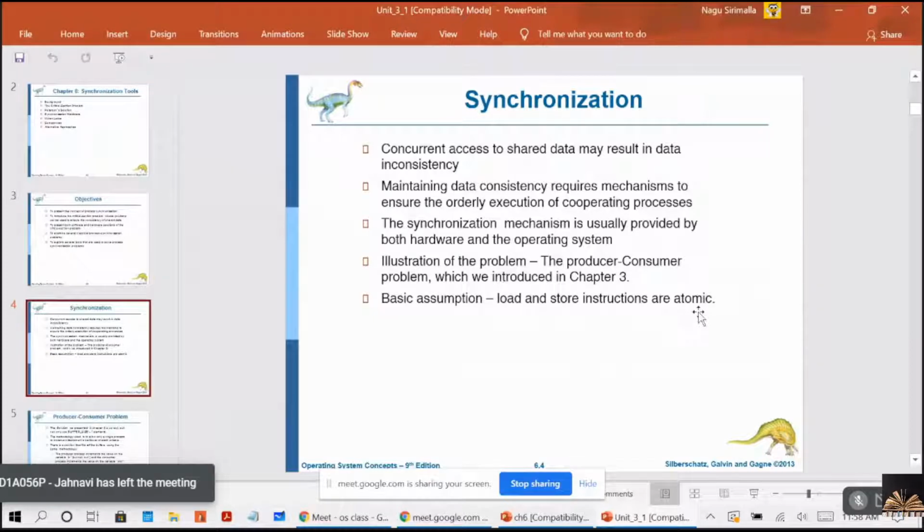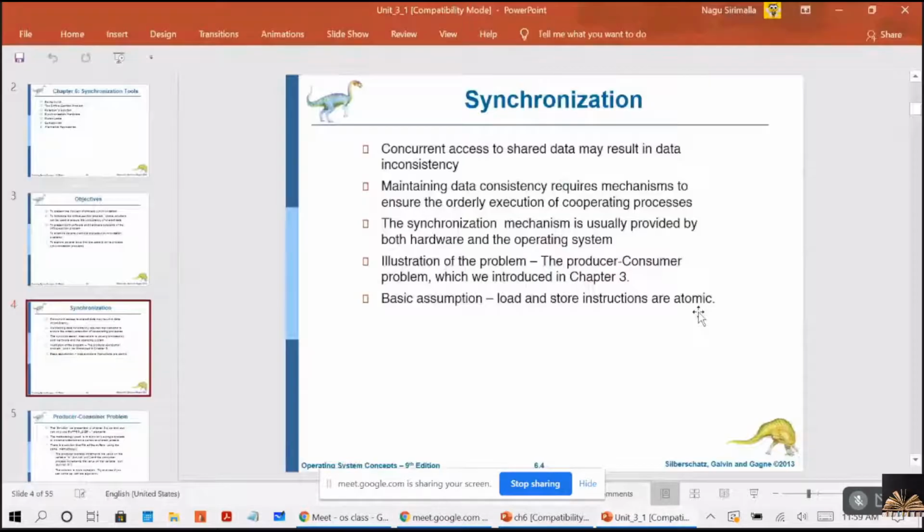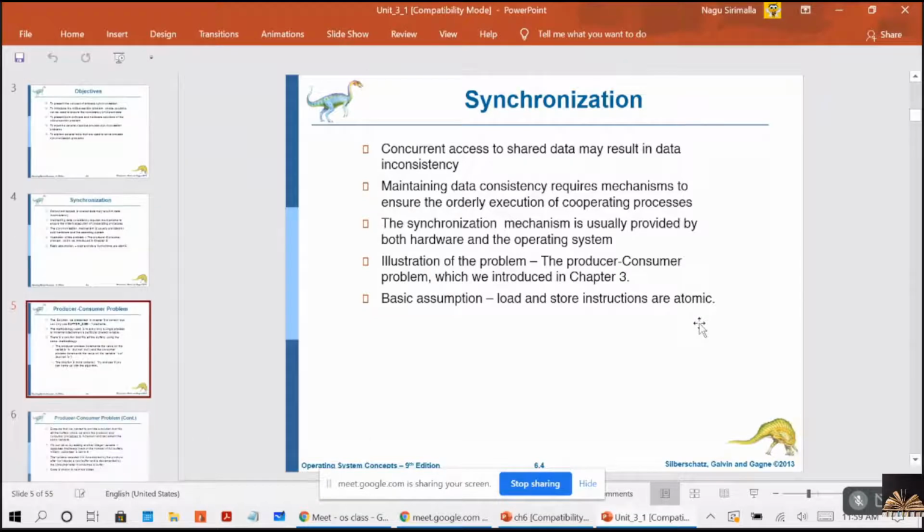The same thing here also. Whenever you are performing some set of instructions, set of actions, those instructions have to be completed, or else nothing has to be done. Half the instructions completed should not get affected in the process. You are getting me? It should not get affected on the data items. Why? Because whenever you are executing some process, definitely it will make some modifications on the data items only. So here the basic assumption is your load and store instructions are atomic.